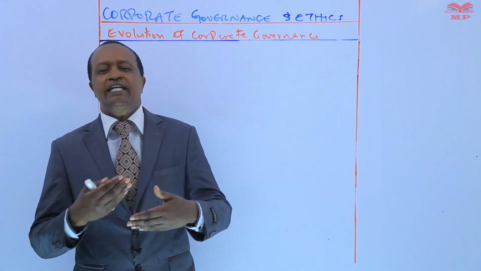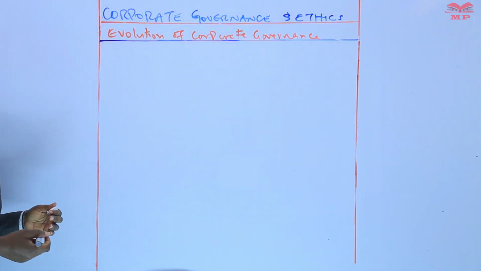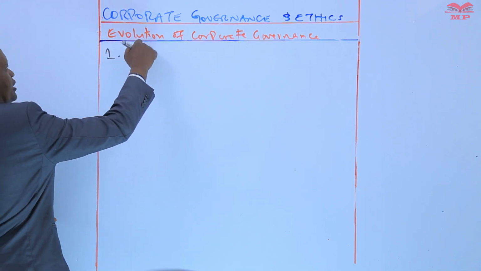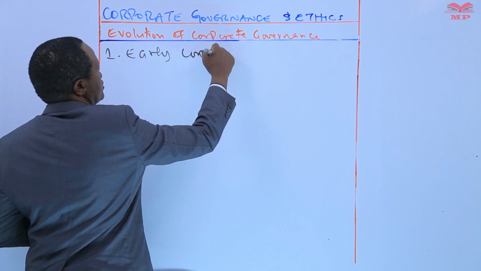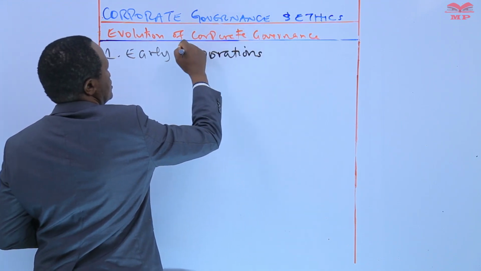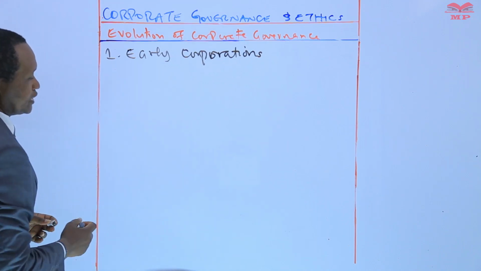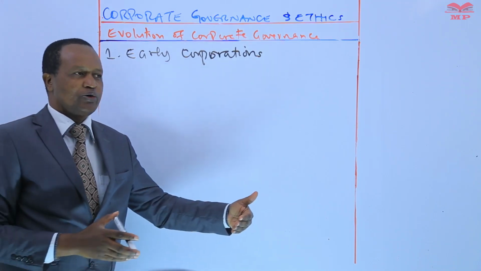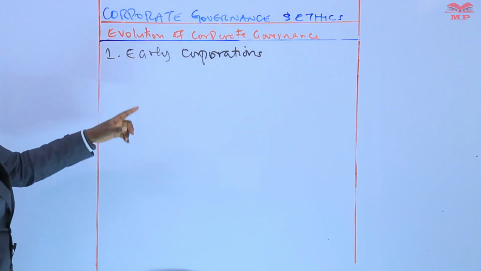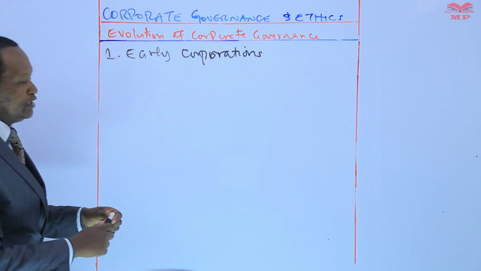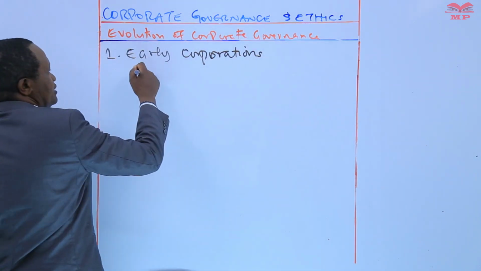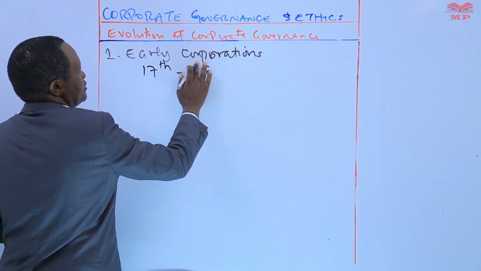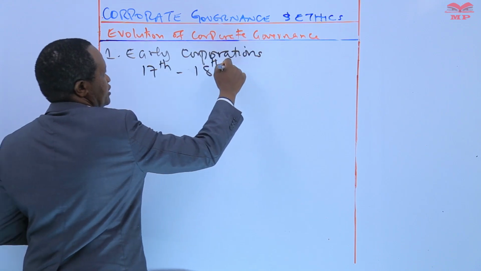We have the early corporations in the 17th to 18th century. It's important to remember there was a time when there were no corporations. Then there came a time when we had corporations. So we are here talking about the early corporations in the 17th to 18th centuries.